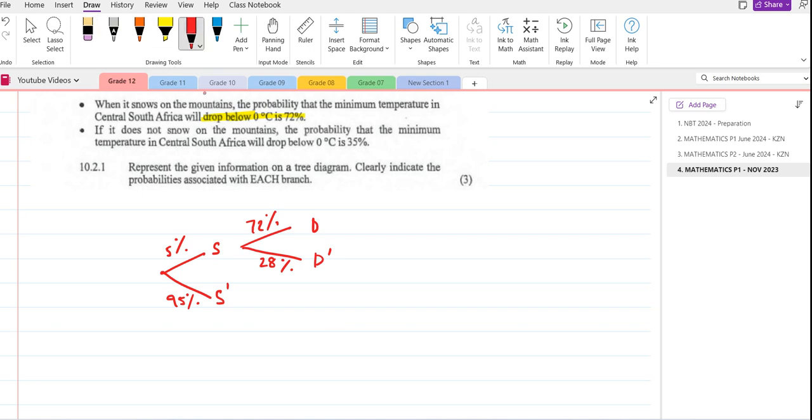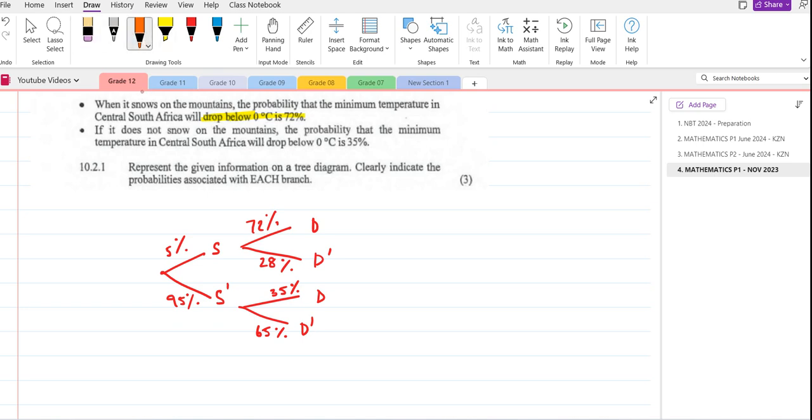Thus does not drop and thus drops. It drops below zero will be 35%. So if this is 35%, then does not drop will be 65. Not 0.35%, sorry, 35%. Right, so that's my Venn diagram.